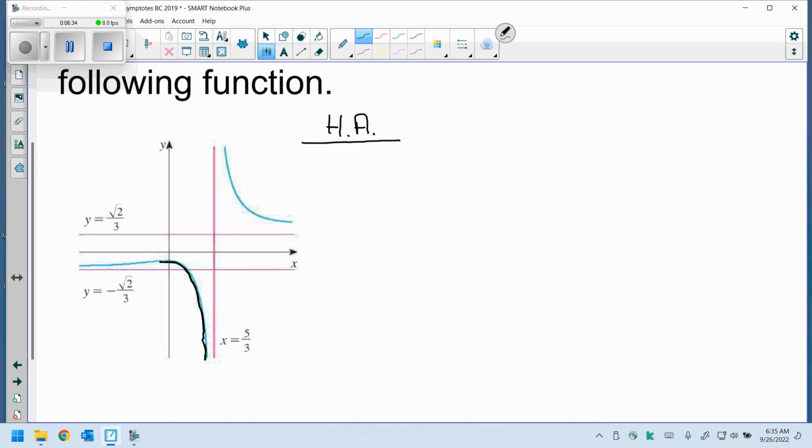You can see the horizontal asymptote is y equals negative square root of 2 over 3. It is possible for the function at some point to actually equal that, and yet still have it as a horizontal asymptote. So y equals negative square root of 2 over 3. And we have to give our reason. x is approaching negative infinity.